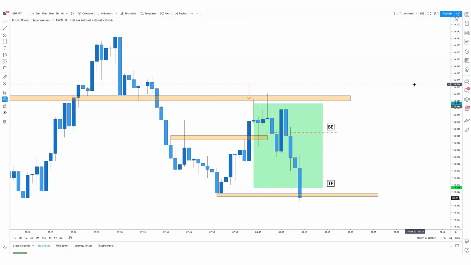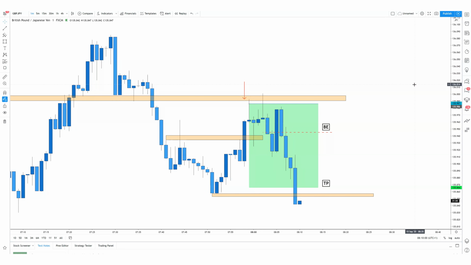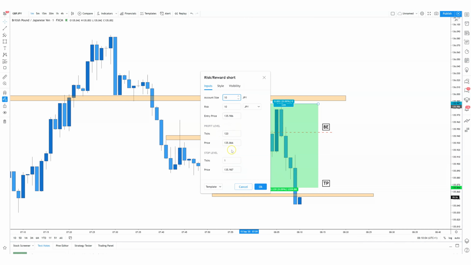There you go, baby. Hit the bag on that one absolutely beautifully. And we close this one at 135.84. So let's get this in here. 135.84 was the close on this. 135.84.7 to be precise. There you go.